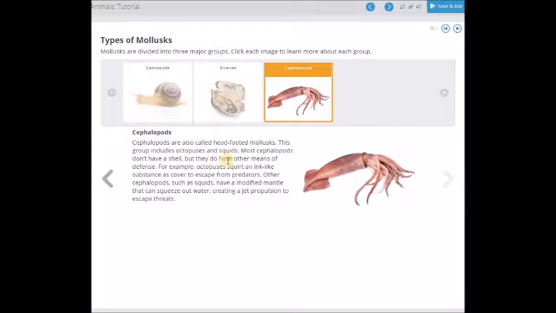And then you have your cephalopods, which include things like the octopuses, the octopi, I don't know which is the right word. They're cephalopods because they have a distinct head and foot, just like the other mollusks. But they have a modified mantle that can squeeze out water, creating jet propulsion to escape threats. There's just a lot of diversity here.